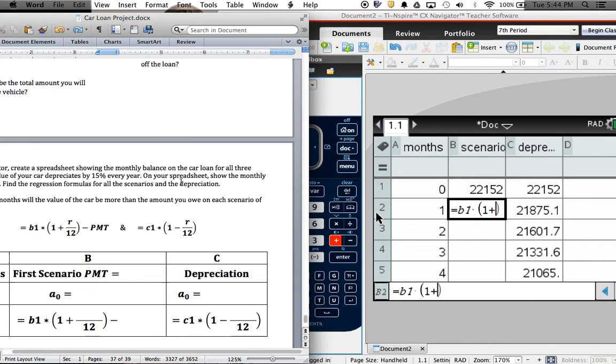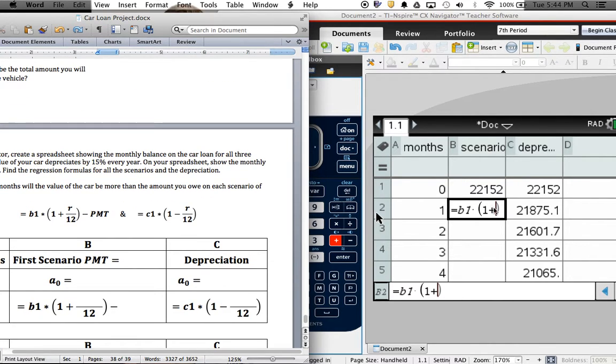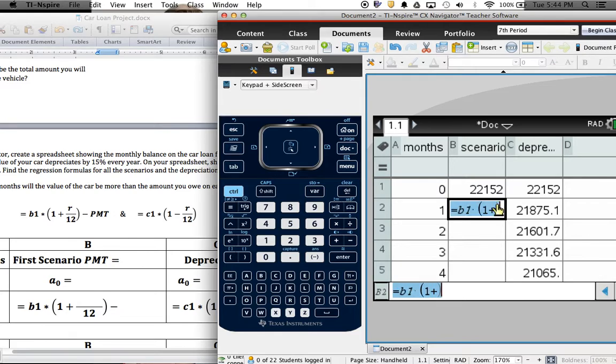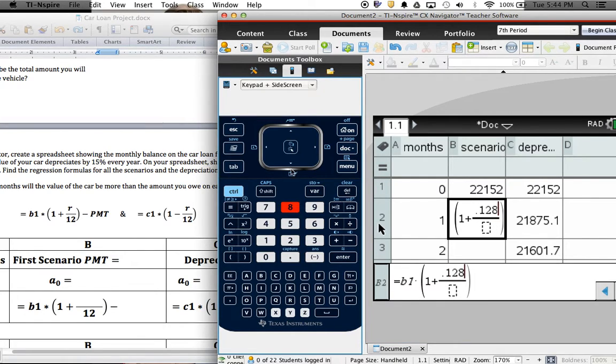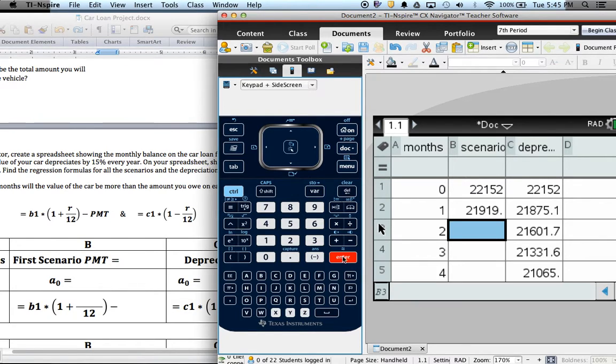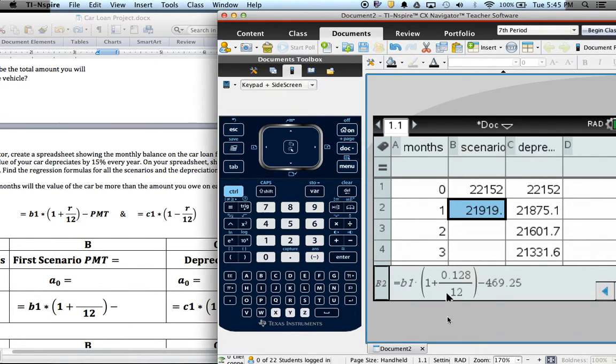12.8%. And remember, you will need to convert that to a decimal. Let me get my fraction thing up there. So it'll be 0.128 divided by 12. Okay. Close parentheses. And then minus your payment amount. And our payment was $469.25. Okay.